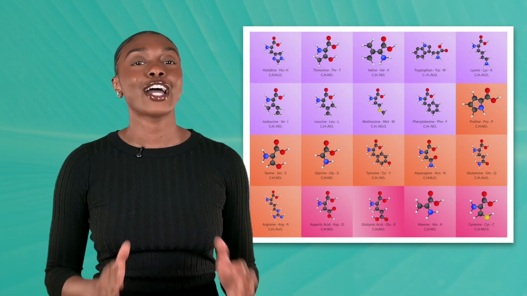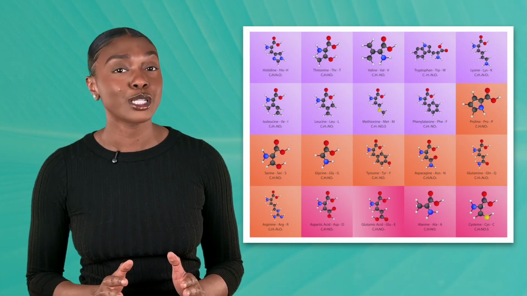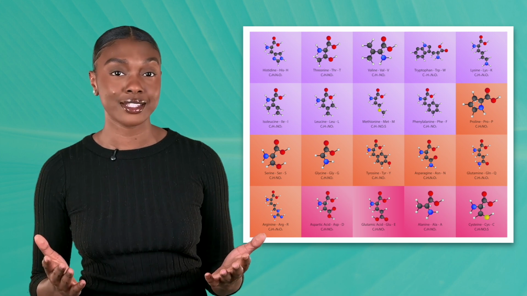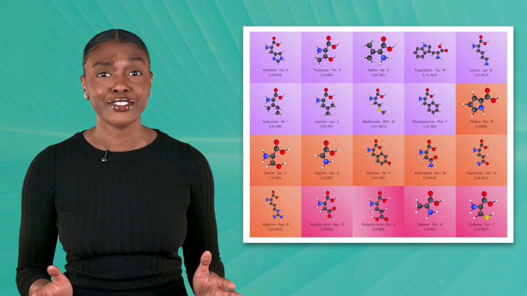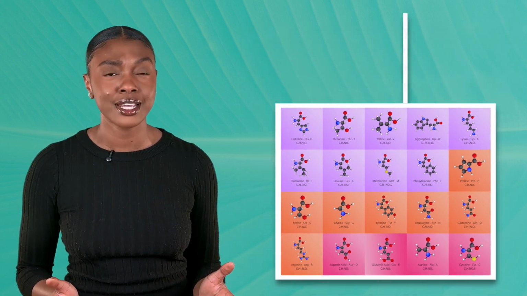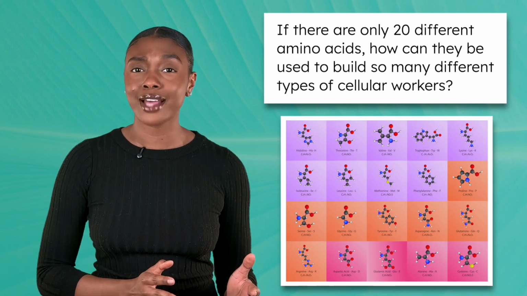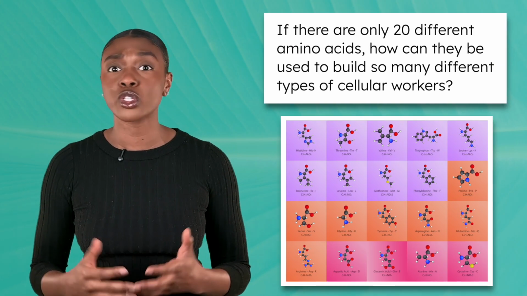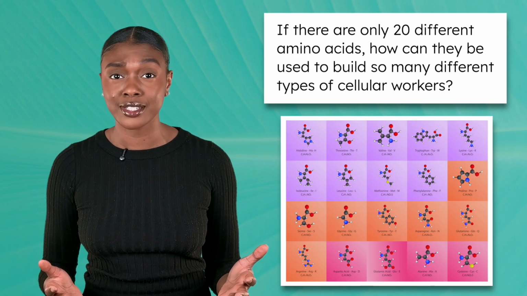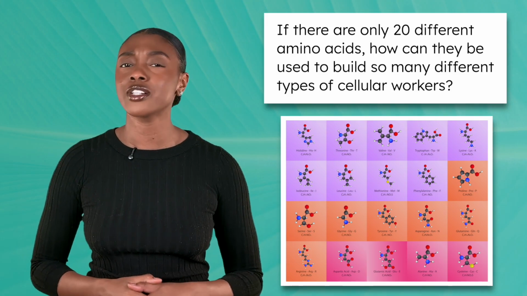Scientists have identified 20 different amino acids used to build proteins in all living things, but there are thousands of different proteins in living organisms. If there are only 20 different amino acids, how can they be used to build so many different types of cellular workers? Pause the video here and record your ideas.